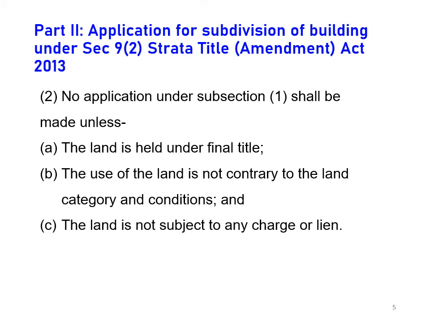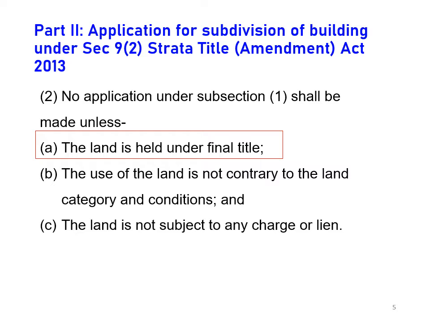It says here, no application under subsection 1 shall be made unless. So these are the conditions on the land title to be complied with when the developer wants to apply for subdivision. 1. The land is held under final title. Wajib dikata itu, final title. Otherwise, just now it says the guideline by the PTG is if it's under QT, must be surveyed already and must have a CP already.